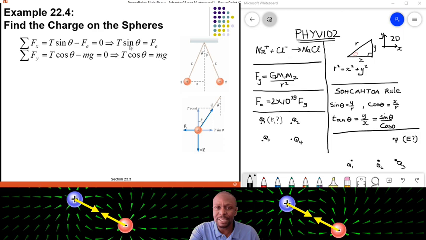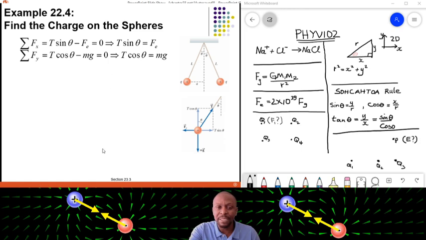Now as a result, this is what you are going to have for the sum of the forces in X, as well as for the sum of the forces in Y. Now the question is, how are we going to be able to determine the Fe? Because we don't know the tension.